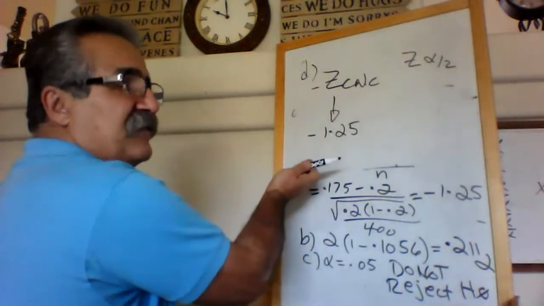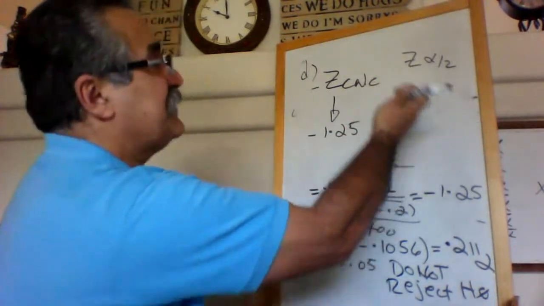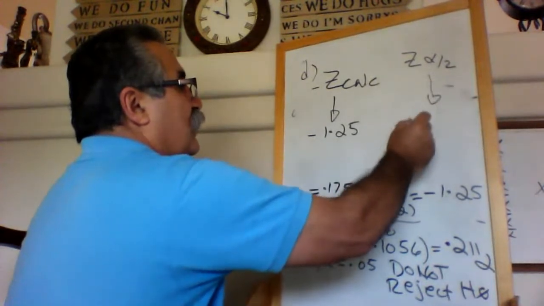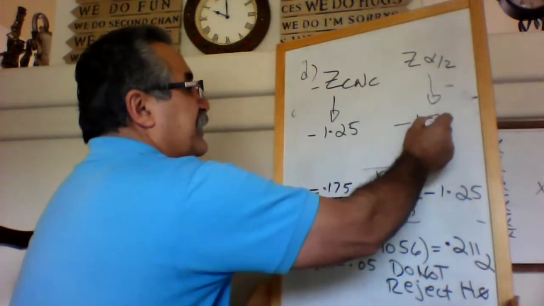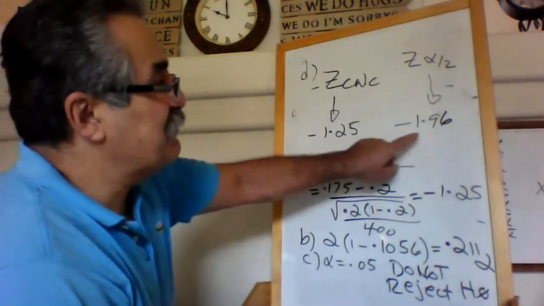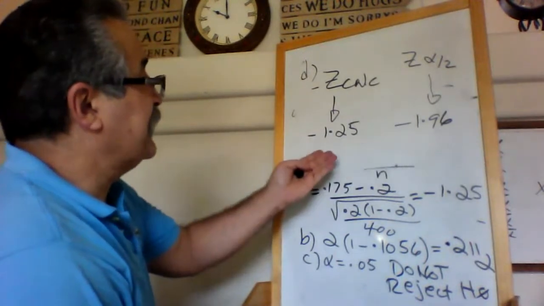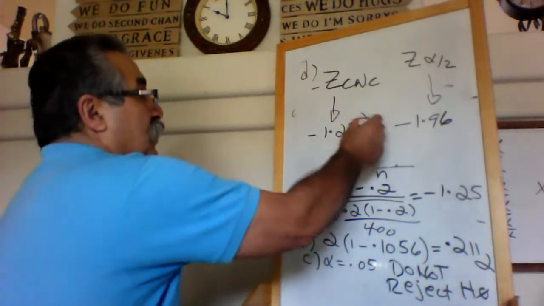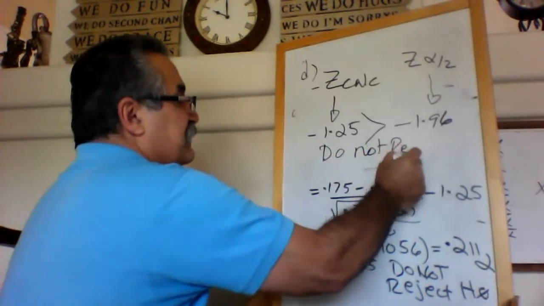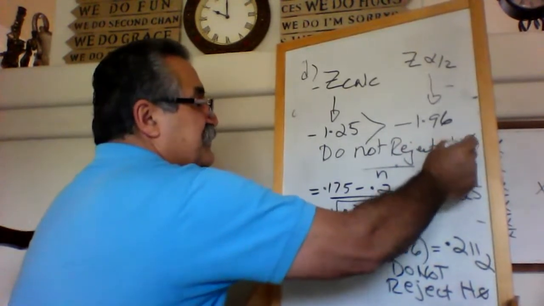Since the value we calculated is negative, we compare it against negative Z of alpha over 2, so this is going to be negative 1.96. Our rule says if this is smaller than this, reject. But in this case, this is larger than this, so do not reject H0.